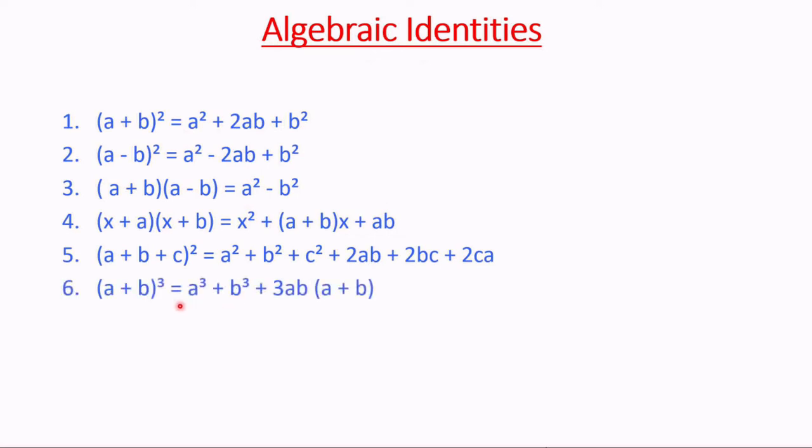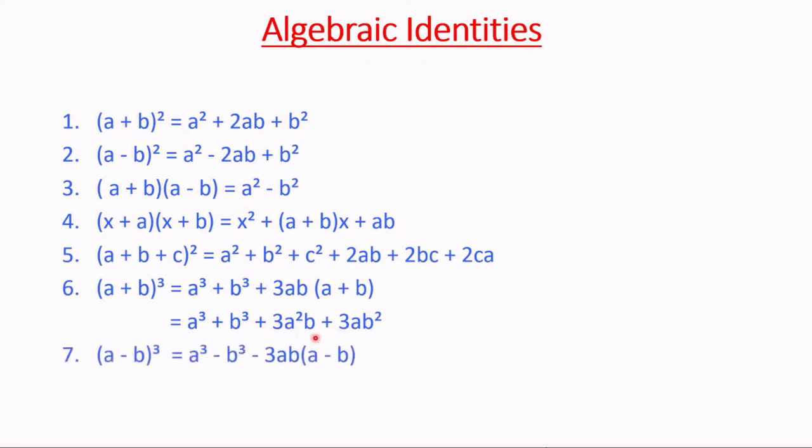Now the next one is (a plus b) the whole cube equal to a cube plus b cube plus 3ab into (a plus b). Sometimes when finding the product, we can use this identity after opening the bracket, that is a cube plus b cube plus 3a square b plus 3ab square. In the same way, the next identity is (a minus b) the whole cube. What is (a minus b) the whole cube? a cube minus b cube minus 3ab into (a minus b). When we open the bracket, we get a cube minus b cube minus 3a square b plus 3ab square.